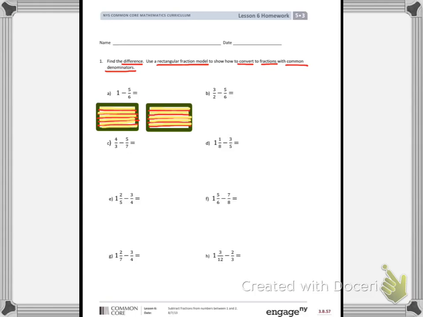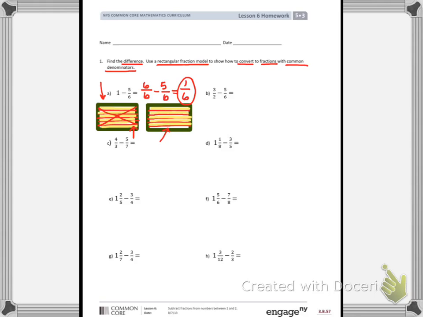So all this problem is really asking is 1 is the same thing as 6 pieces out of 6 minus the 5 pieces out of 6, and that would give us the 1 piece out of 6, this little tiny piece that's left over. Or we can look at this first one and see 6 pieces and just take away 5, and we would still have 1 little piece left over.